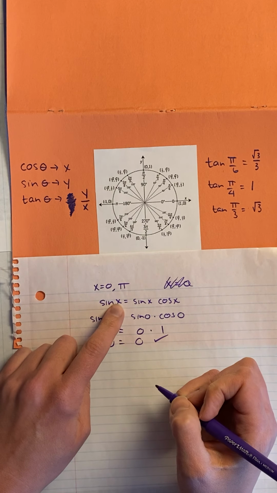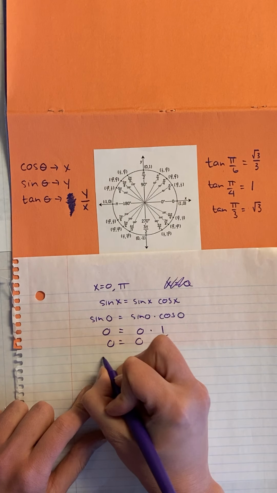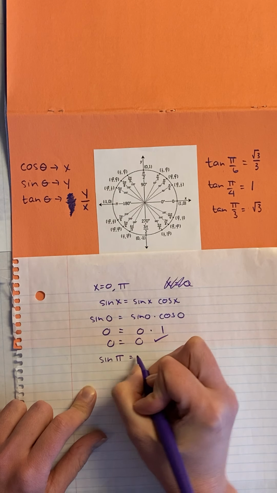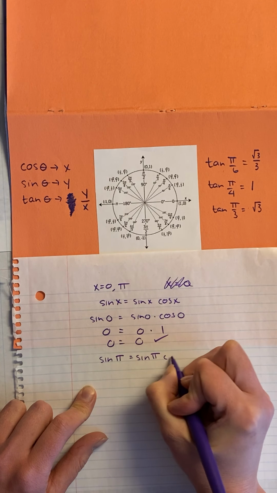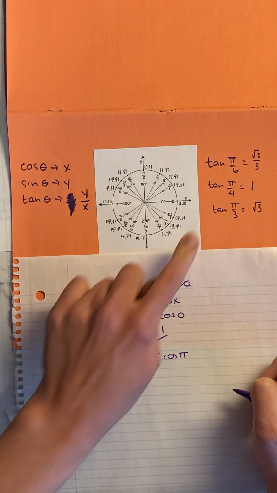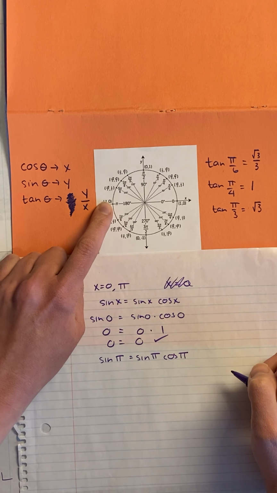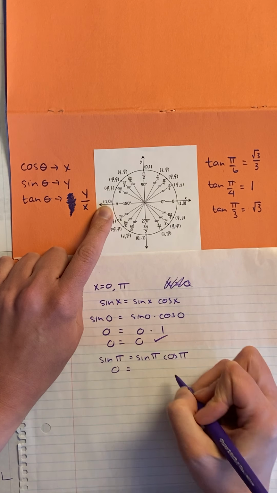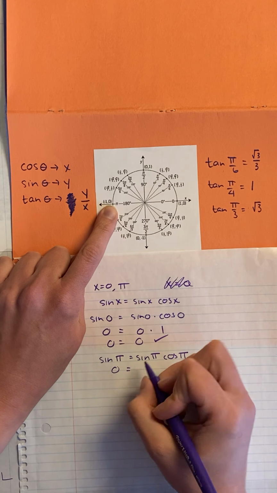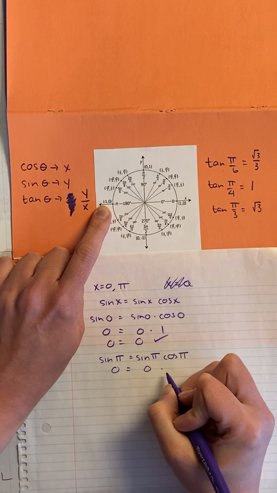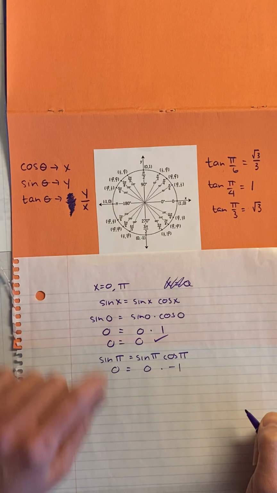I'm going to plug pi in for all your x's. So it would be sine of pi is equal to sine of pi times cosine of pi. So I'm going to go over to the angle measure of pi. Sine of pi is the y value there, so it's 0 is equal to... Again, sine of pi is the y coordinate times cosine of pi, which is the x coordinate.